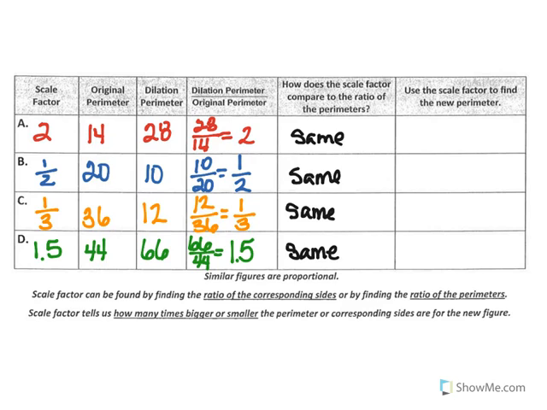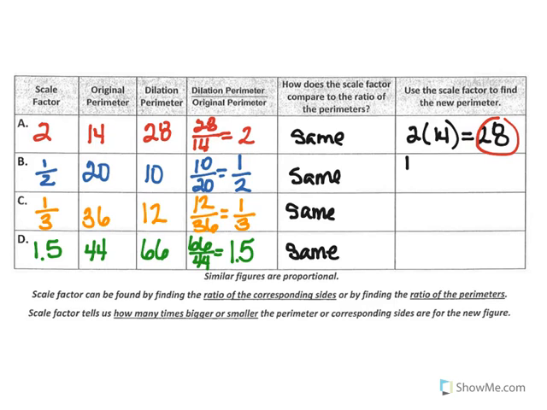So the last box asks us to use the scale factor to find the new perimeter. So what that means is I'm going to take my scale factor of 2, and my original perimeter is 14, and I'm going to multiply those two, and when I do, I get 28. Guess what? That is the same number that I have for my dilated perimeter.